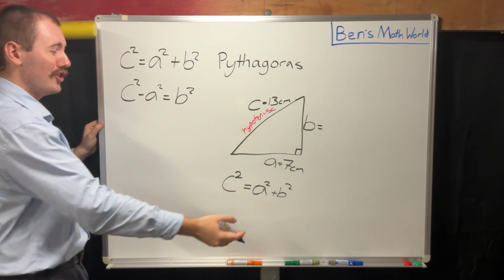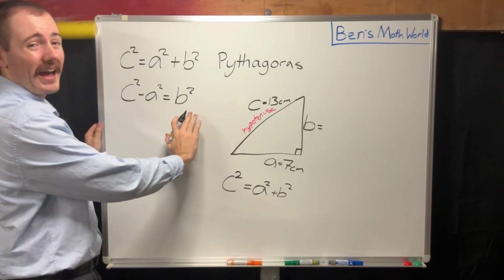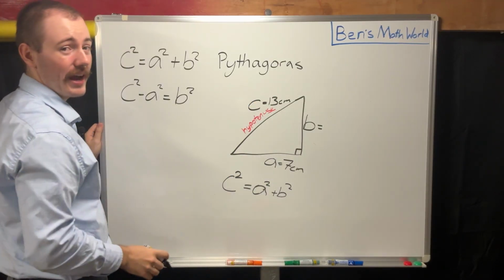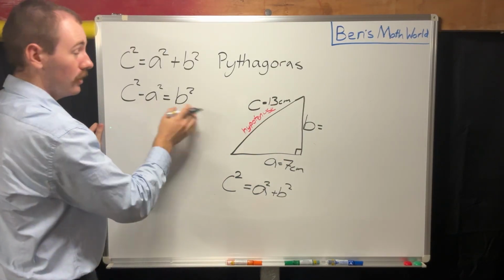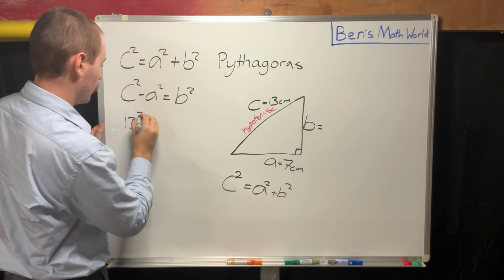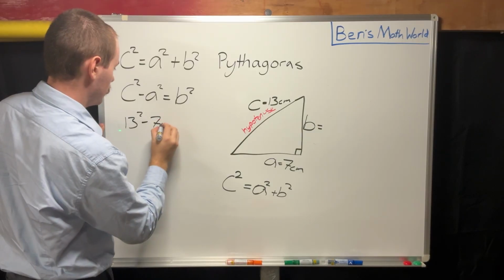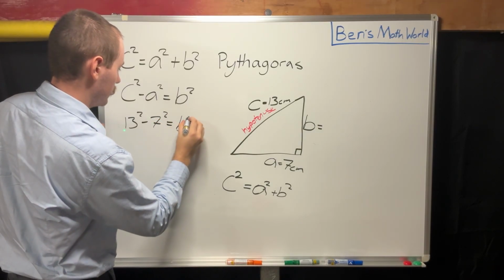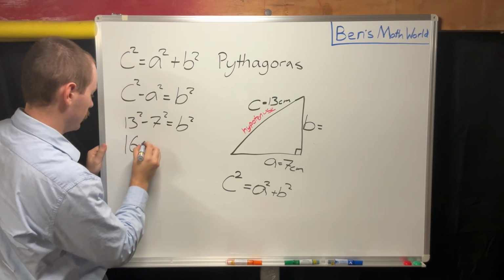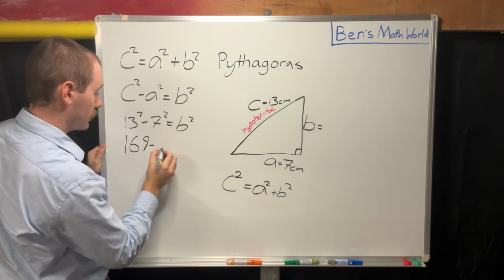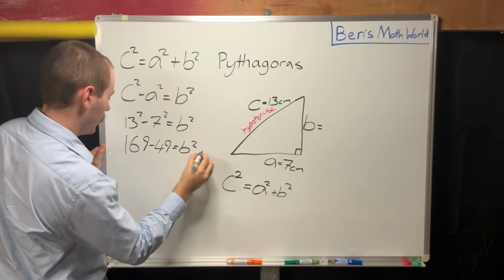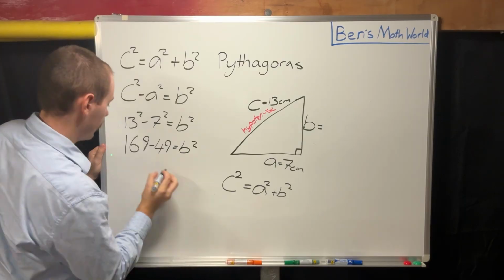And just like that, we have a similar looking equation where we have our missing variable on one side, and we can go ahead and now plug in the values that we have so that we can solve this equation. So C is equal to 13. So 13 squared take 7 squared is equal to B squared. Now 13 squared is 169. 169 take 7 squared, which is 49, equals B squared. 169 take 49, that's 120.